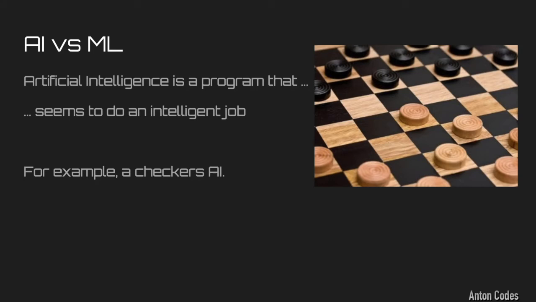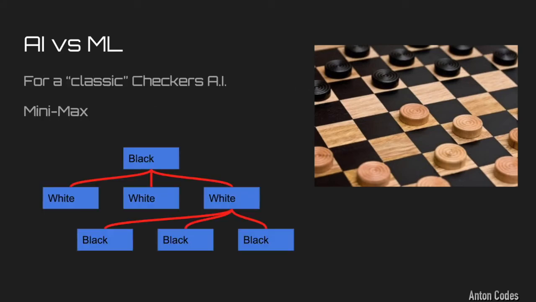AI versus ML. Artificial intelligence is a program that seems to do an intelligent job. That's it. When some program seems to do an intelligent job, we can call that artificial intelligence. An example of that is a classic checkers. For a classic checkers AI, we use a program like an algorithm called Minimax, for example, or Alpha Beta.